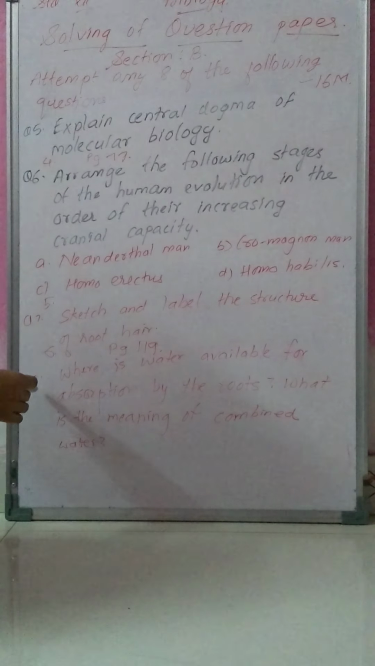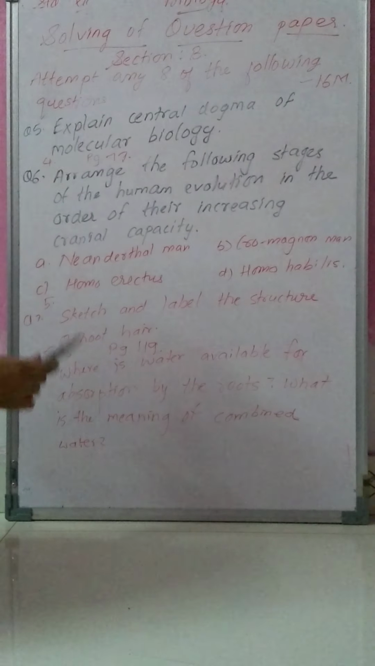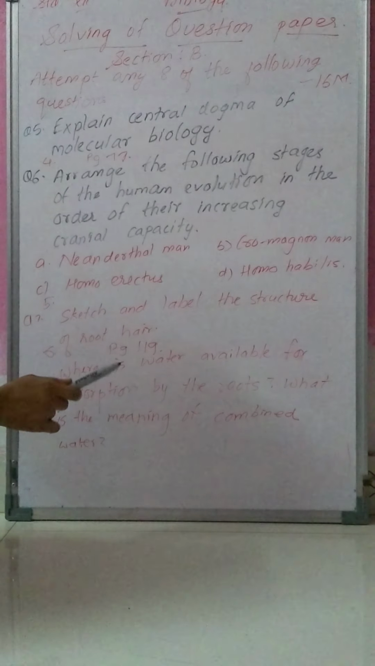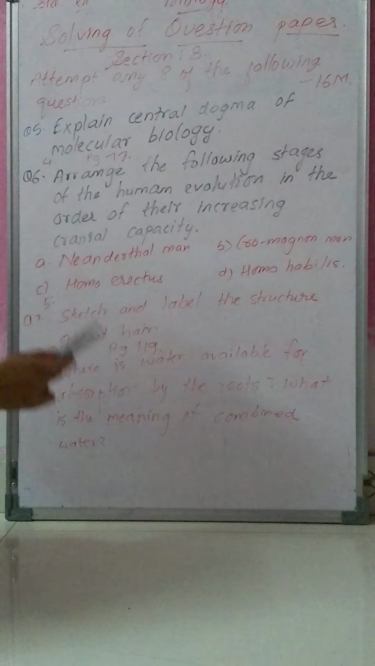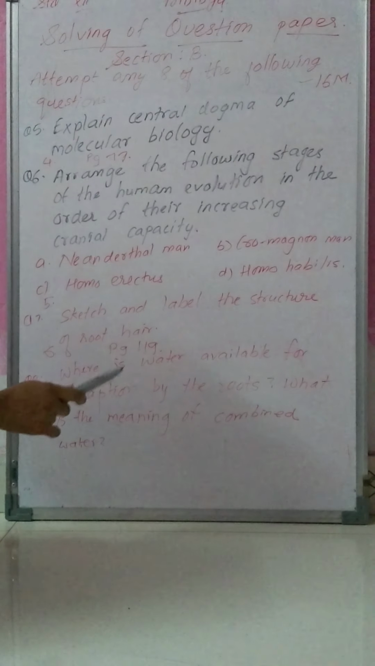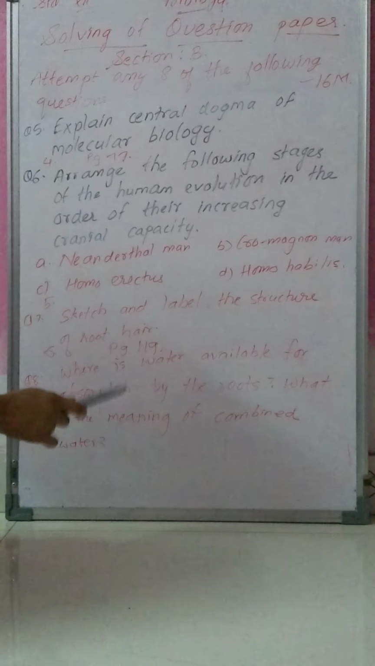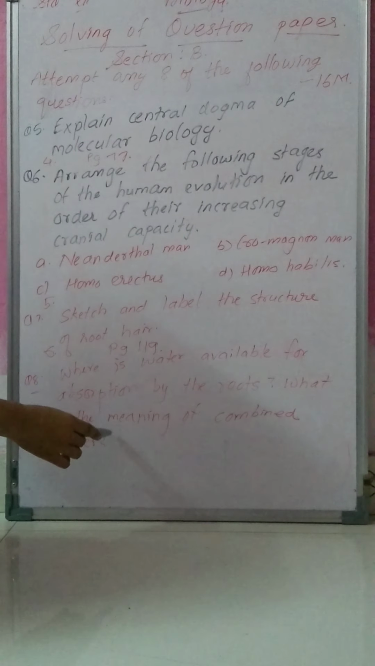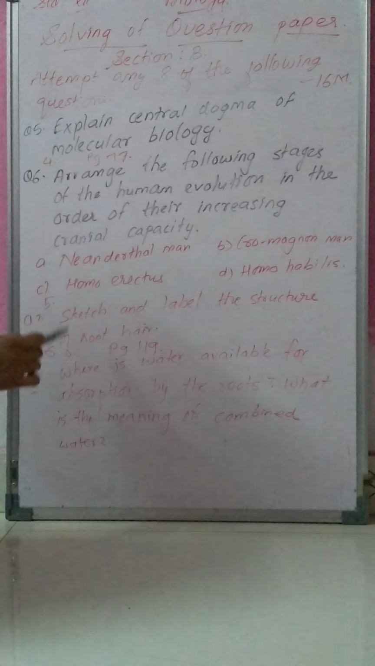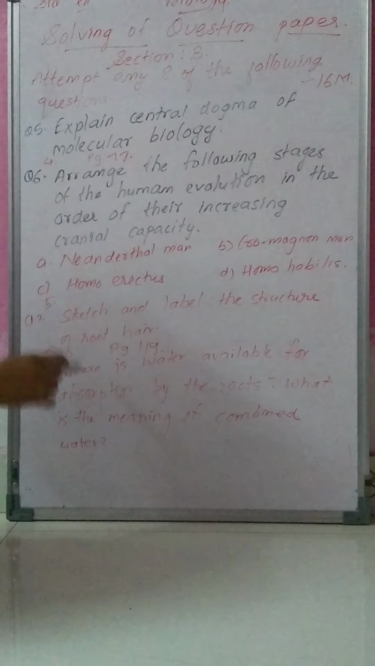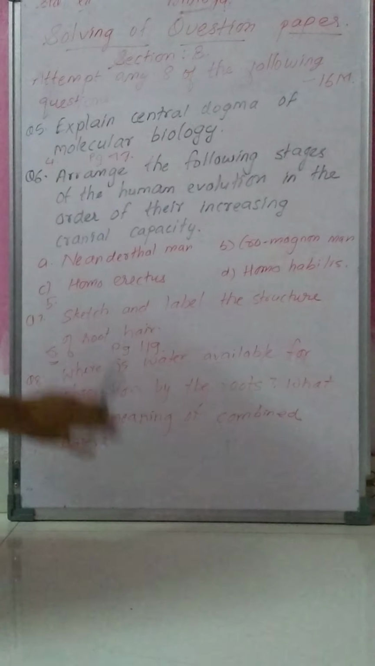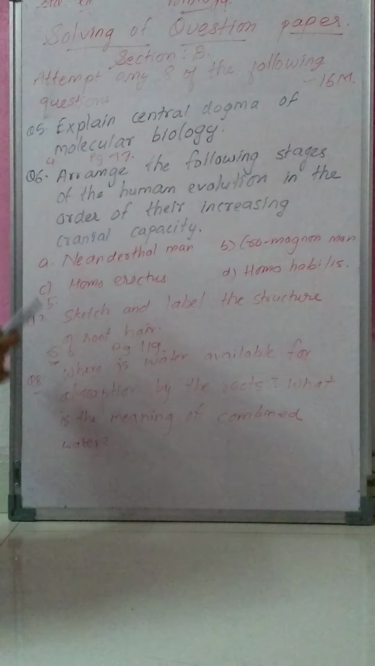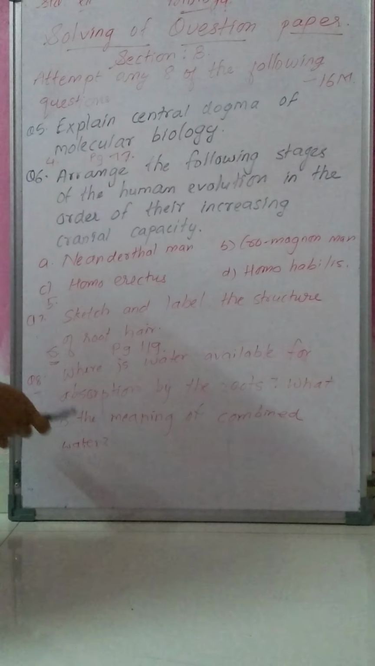The next question is question number 8. Where is water available for absorption by the roots? What is the meaning of combined water? You will find this in the same chapter, chapter number 6, plant water relation. This answer also you will find in the same chapter, plant water relation.